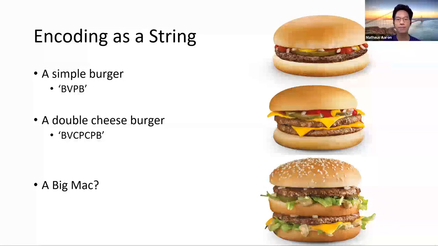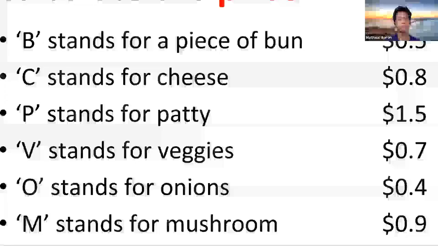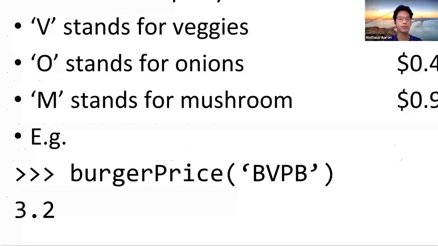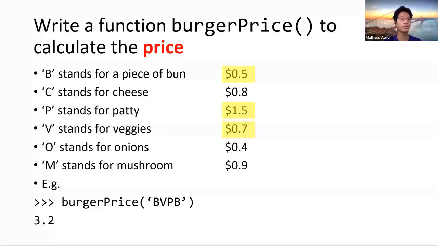Write a function burger price to calculate the price of the burger. For example, if we have this menu over here, we have the price list over here. You need to calculate the price. I need to zoom up. So yeah, we have the price and add it up, we get this.